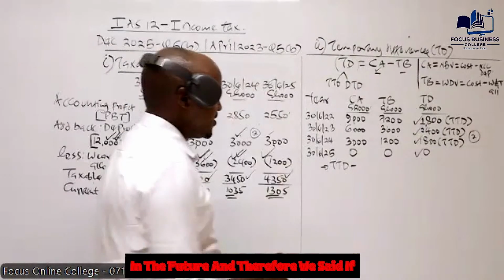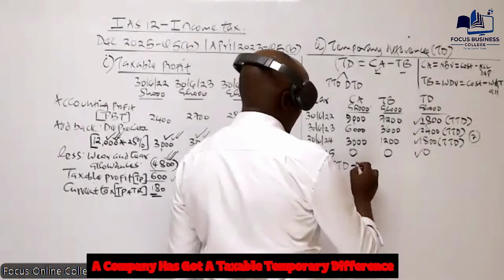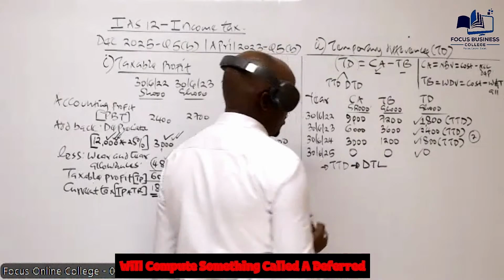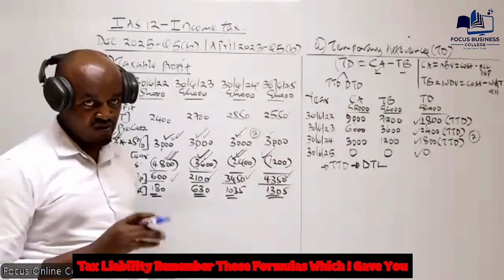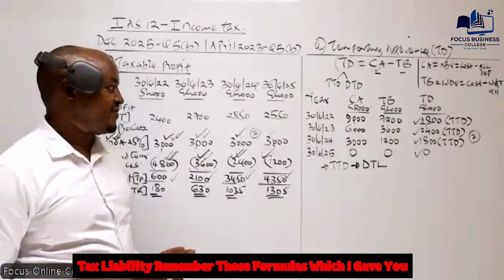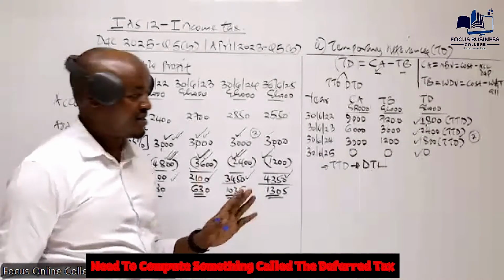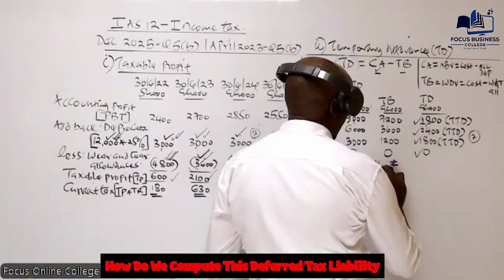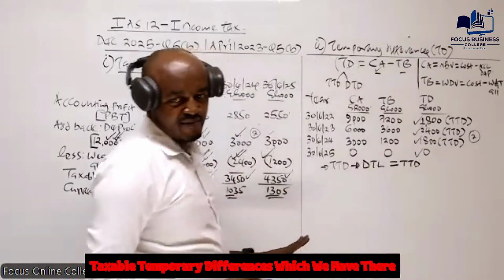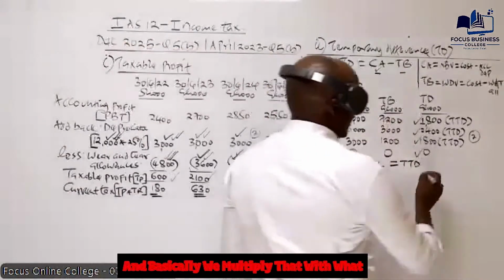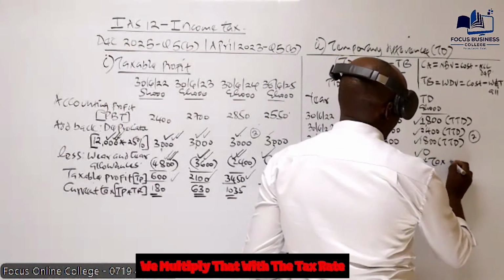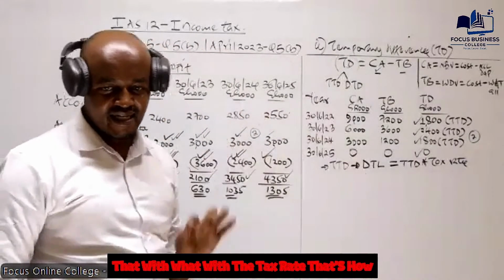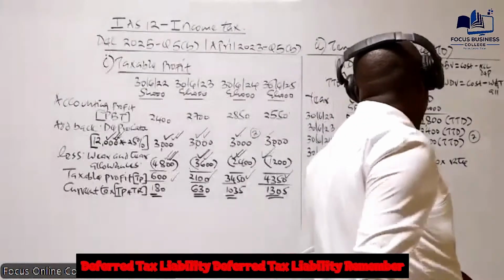And therefore, we said if a company has got a taxable temporary difference, then such a company will compute something called a deferred tax liability. Remember those formulas which I gave you. How do we compute this deferred tax liability? We take the taxable temporary differences which we have there, and multiply that with the tax rate. That's how we compute the deferred tax liability.